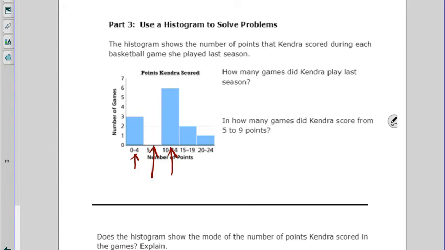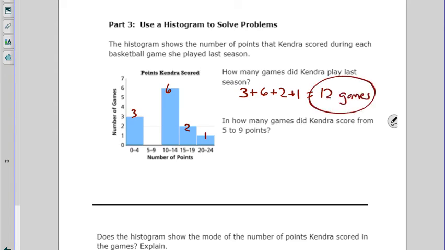So the question says, how many games did she play last season? Well, it looks like there were 3 games in this range, 6 games in this range, 2 games in this range, and 1 game in this range. So that's the total number of games. It was 3 plus 6 plus 2 plus 1, which when I add them all up is 12 games. And how many games did she score from 5 to 9 points? 0 games. She never did that.